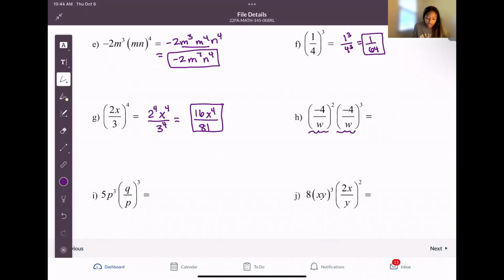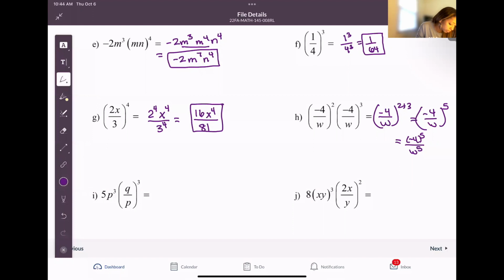So by the multiplication property, this should be equal to -4 over w to the 2 plus 3 power. So we can use the multiplication property first. Then that's -4 over w to the 5th power. Now we can use the quotient to a power rule. -4 to the 5th power over w to the 5th power.